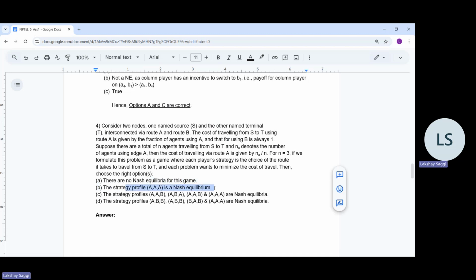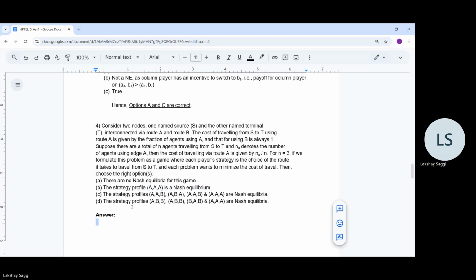Let's see the problem. Let's see option B. Option B says the strategy profile AAA is a Nash equilibrium. So what does strategy profile AAA mean? It means that all three agents, so there are three agents given to us, take the route A.